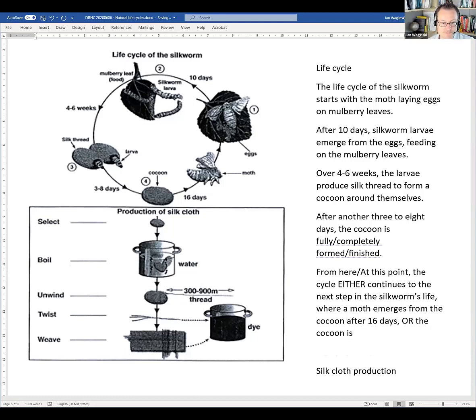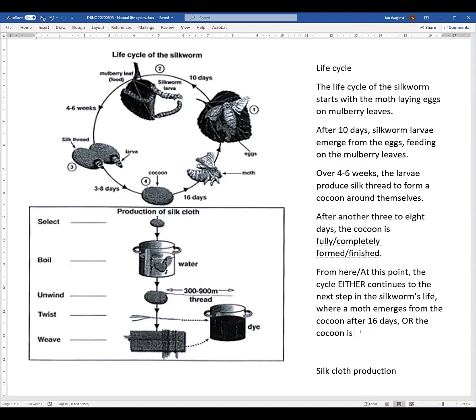Let's save that first step for the next paragraph. Let's save the boiling bit for the silk cloth production. So how do we do the selection? So we will say, or the cocoon start silk clothes production.